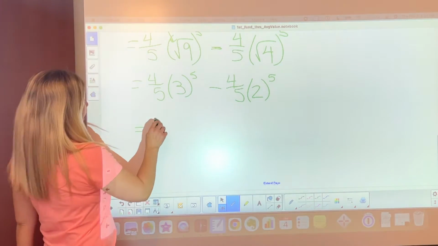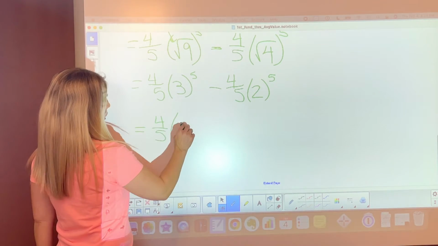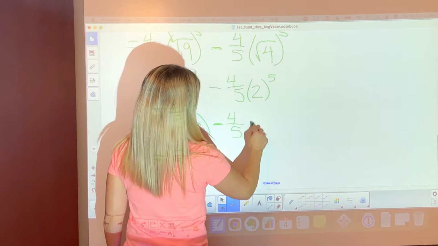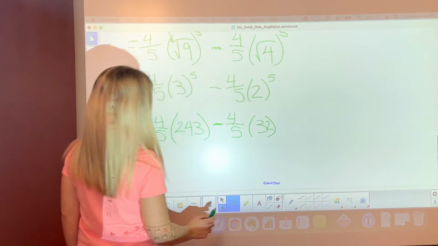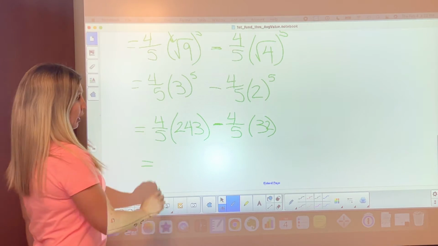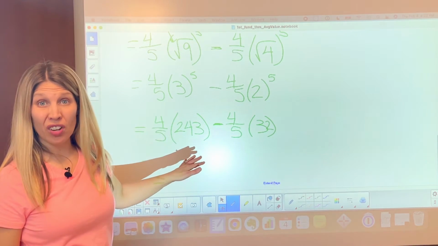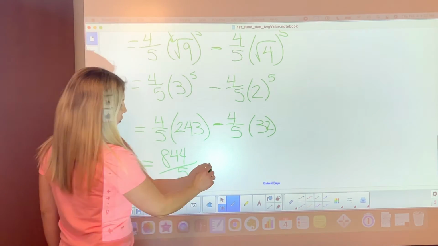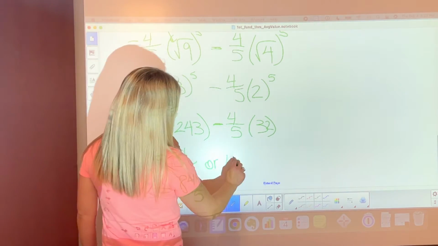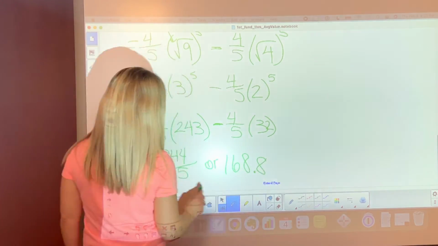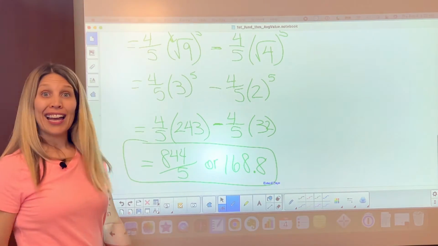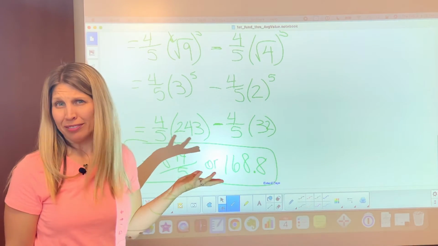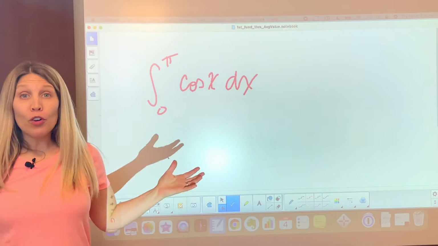So now we're just going to simplify. 3 to the 5th is 243. Minus 4/5. 2 to the 5th is 32. At this point, if you haven't pulled out your calculator, I would. You'll get a fraction of 844 over 5, or that simplifies down to 168.8. And there you go. Can you see how a lot of calculus is just a lot of messy algebra? But you got this.